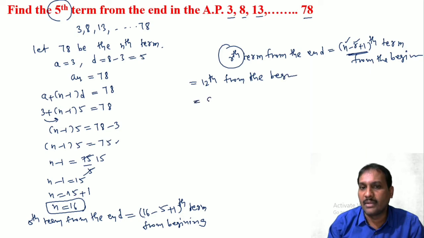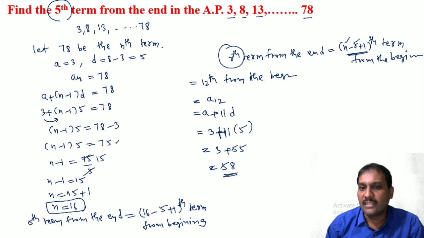That is nothing but A12. That is a plus 11d. What is a? 3 plus 11 into d, which is 5. So 3 plus 11 into 5 is 55. That is 58. So the 5th term from the end is 58.